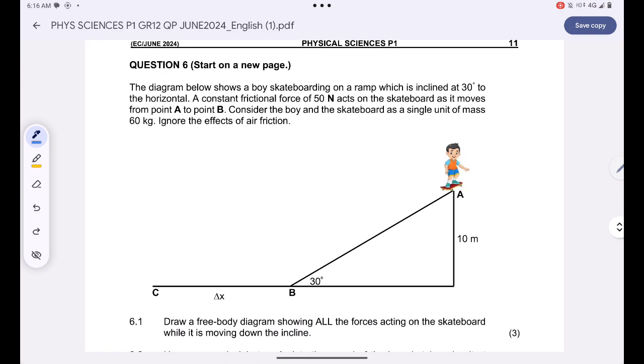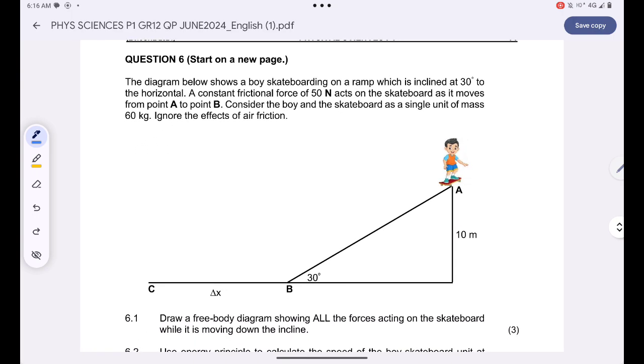The diagram below shows a boy skateboarding on a ramp which is inclined at 30 degrees to the horizontal. A constant frictional force of 50 newtons acts on the skateboard as it moves from point A to B. Consider the boy and the skateboard as a single unit of mass 60 kg. Ignore the effects of air friction.